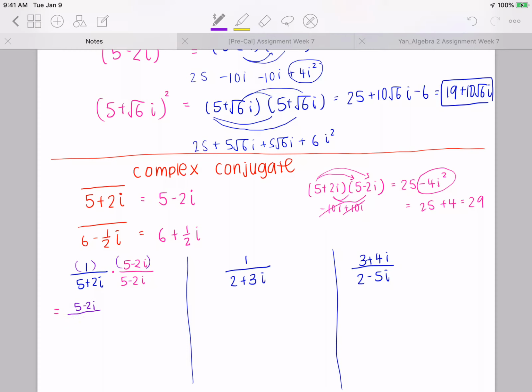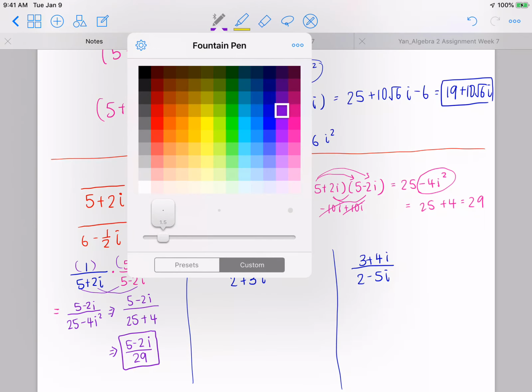And the denominator, remember we just need first times first and last times last. So we get 25 minus 4i squared, which gives us 25 plus 4. The top will still be 5 minus 2i. And my final answer: the top is still going to be 5 minus 2i, and the bottom would be 29. The denominator doesn't have an i anymore, so you're all good to go. Okay, let's try another one.